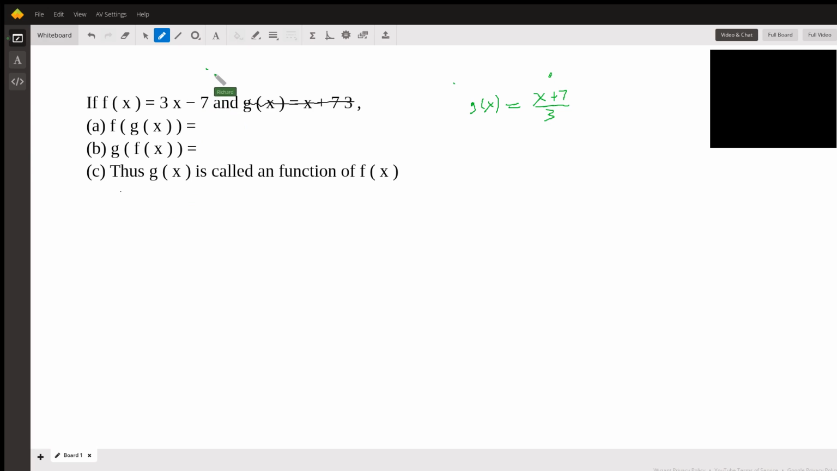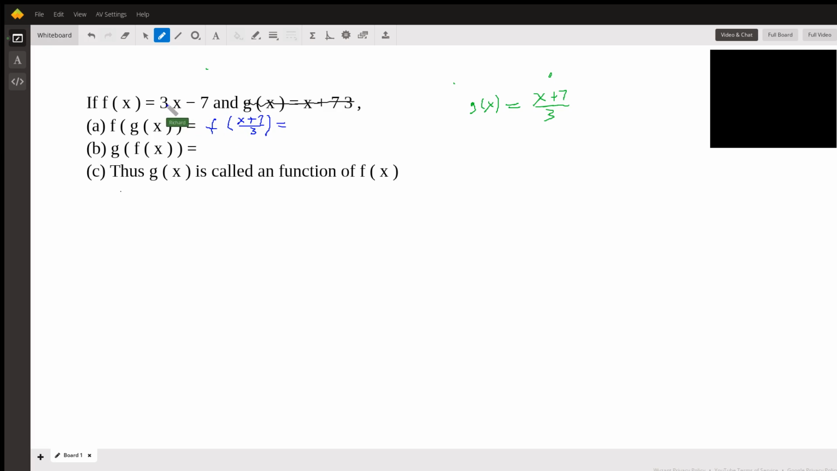So f of g of x. f of g of x is just f of this new g here, x plus 7 over 3. So all I did was replace g of x with its expression, x plus 7 over 3. Now I'm going to apply the f function to this argument, x plus 7 over 3. And the f function tells me to multiply it by 3.